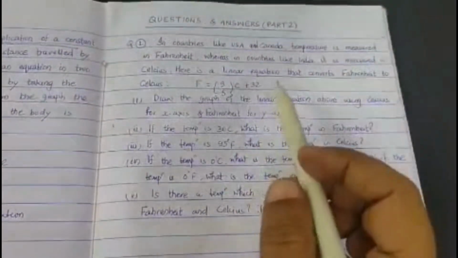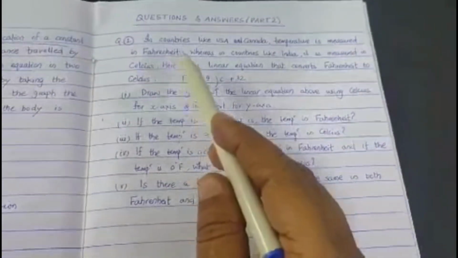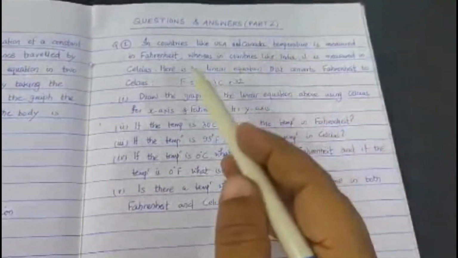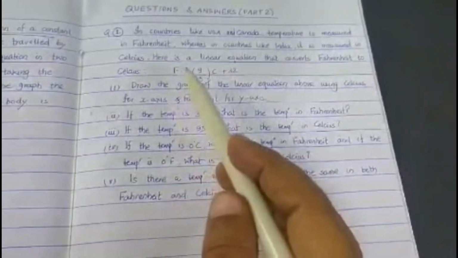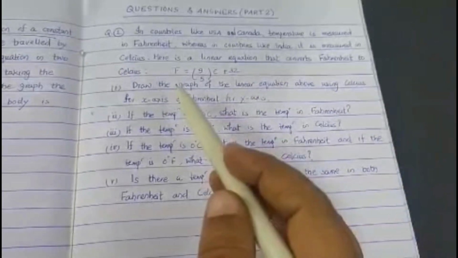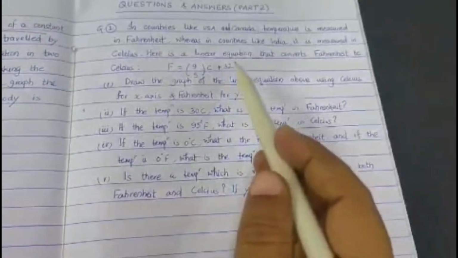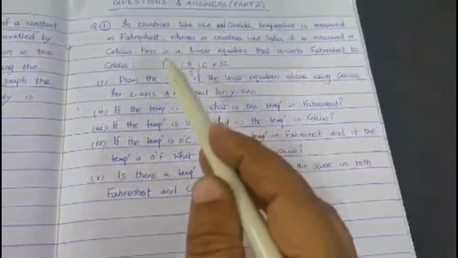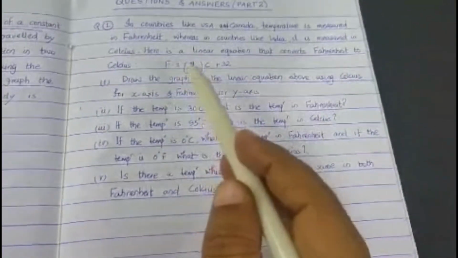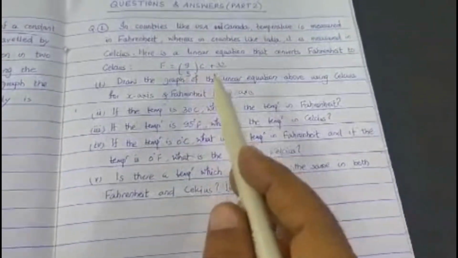So friends, let's start with the questions and answers part 2. The question is very lengthy. Let's read it. In countries like USA and Canada, temperature is measured in Fahrenheit, whereas in countries like India, it is measured in Celsius. Here is a linear equation that converts Celsius to Fahrenheit, that is F equal to 9 by 5 C plus 32. I hope you have studied this in your science textbook. This is the required equation, the connection between Celsius and Fahrenheit. So F equal to 9 by 5 C plus 32.